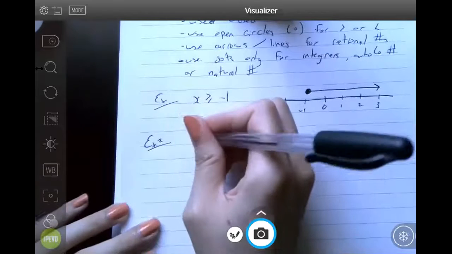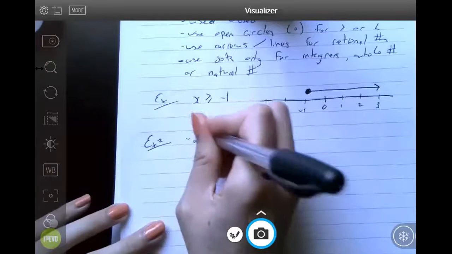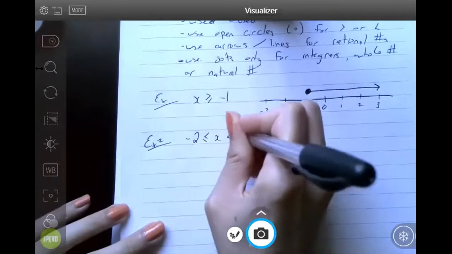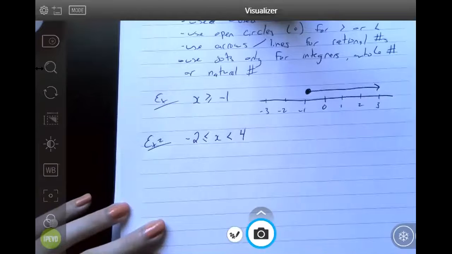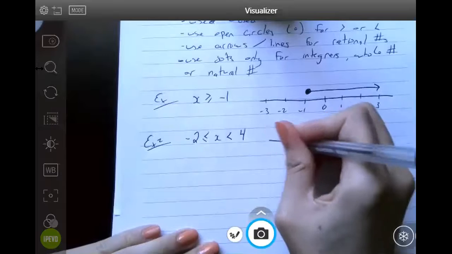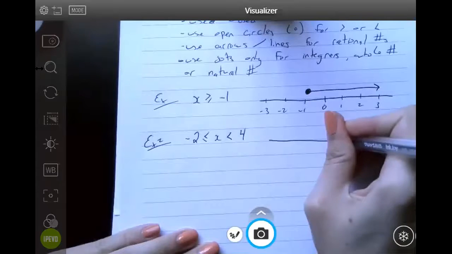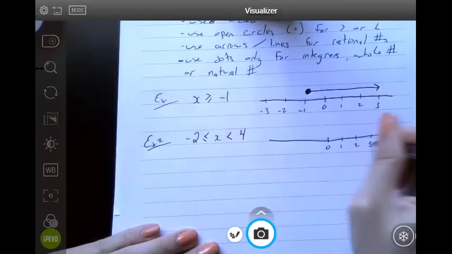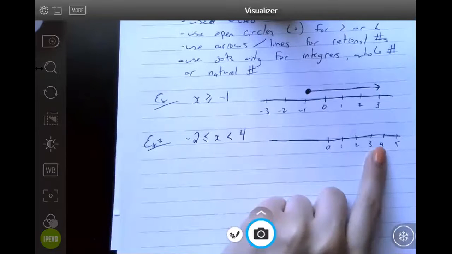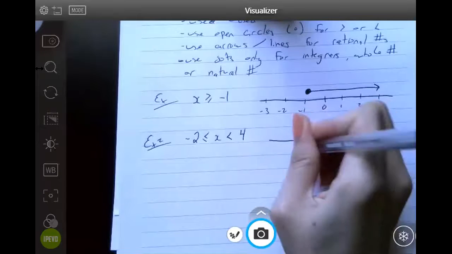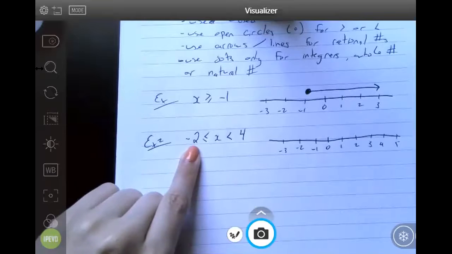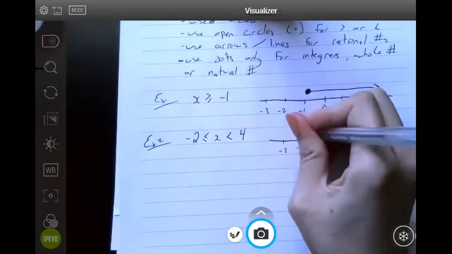Let's do a second example. So I'm going to say that -2 is less than or equal to x, which is less than 4. So this time I have two numbers. We're still going to, of course, start with our number line. Because I've got the number 4 here, I have to make sure that my number line includes that number. And so I'll start by drawing circles where my -2 and my 4 are.